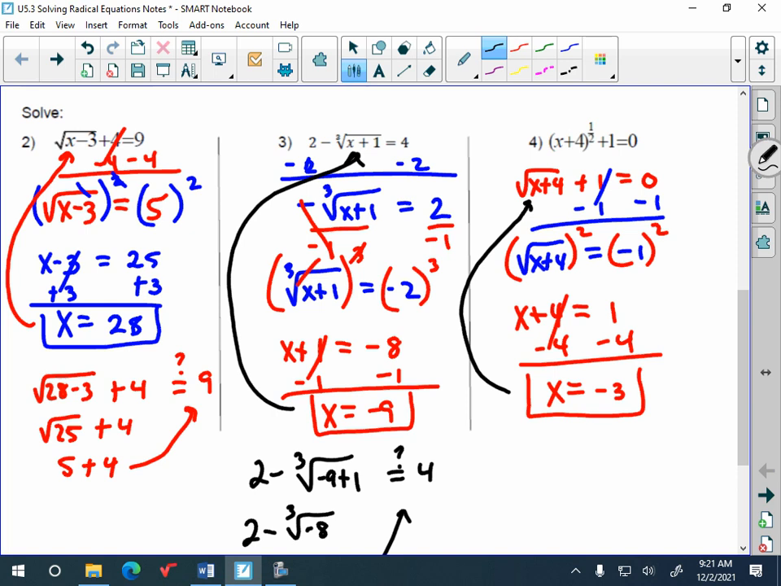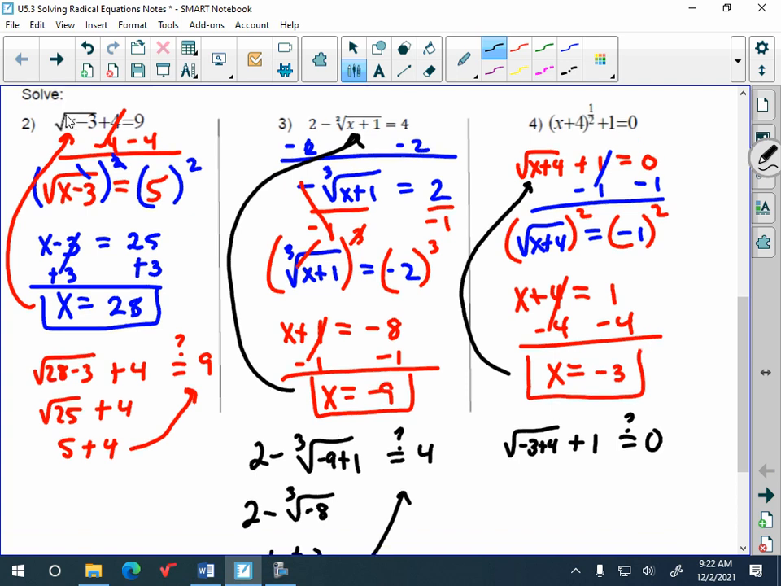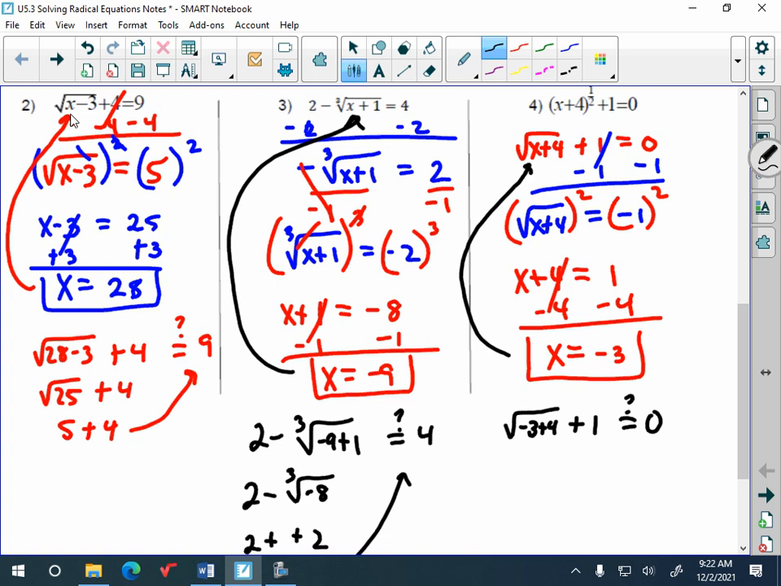All right, so checking, I'm going to do the square root of negative 3 plus 4 plus 1. Does that equal 0? Negative 3 plus 4 is 1. The square root of 1 plus 1, does that equal 0? No, because square root of 1 is 1, 1 plus 1 is 2, and 2 doesn't equal 0. So that means that negative 3 does not work, and our answer is no solution.